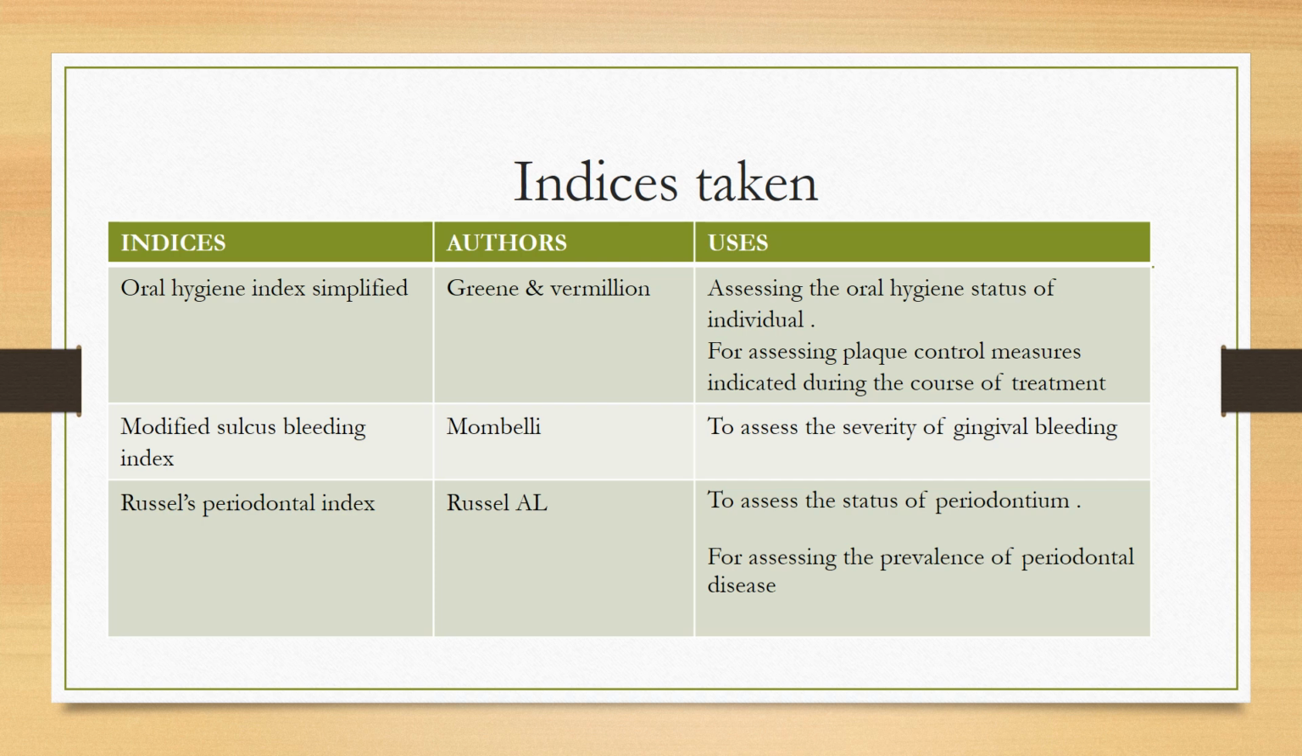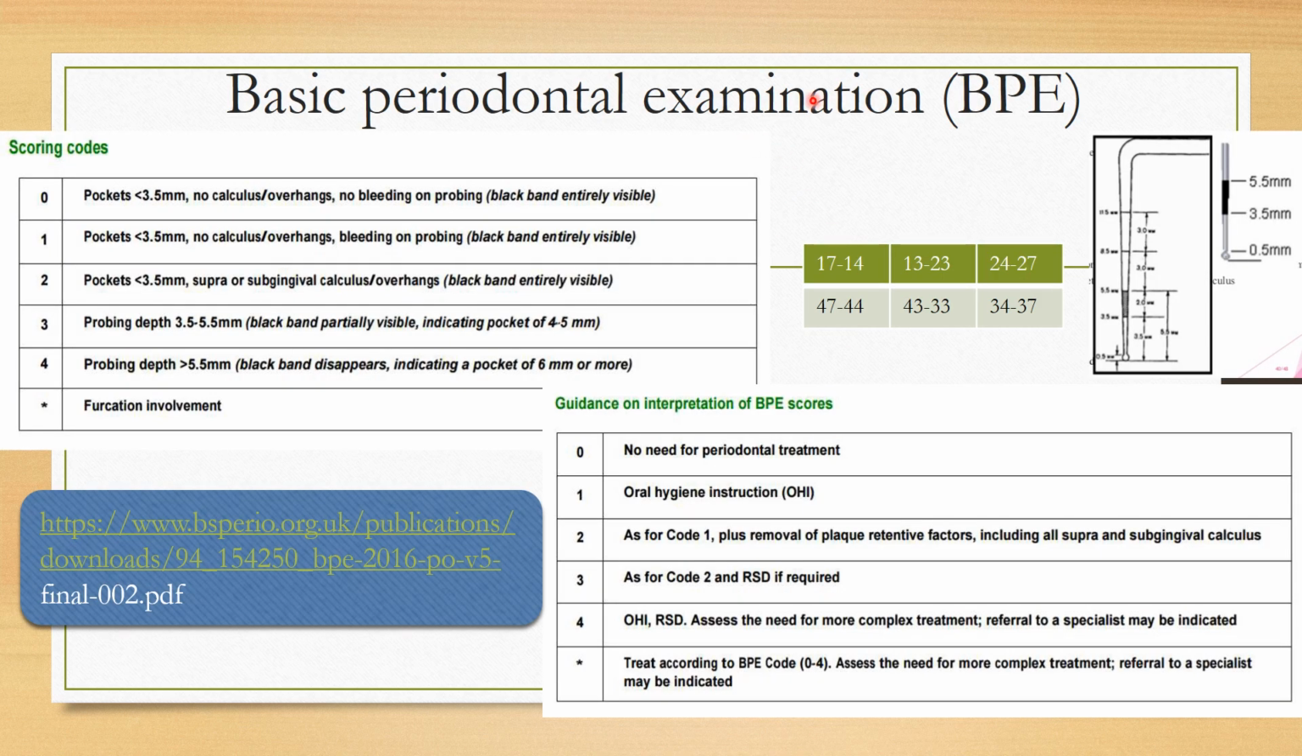Coming to the indices taken, the most important indices which we are taking for the case are oral hygiene index simplified, modified sulcus bleeding index, and Russell's periodontal index. These help to assess the oral hygiene status, the severity of gingival bleeding, and the status of the periodontium, which might predict the outcome of the treatment. Coming to the basic periodontal examination, that is BPE, we will be assessing sextants, that is 17 to 14, 13 to 23, 24 to 27, 34 to 37, 43 to 33, 44 to 47.